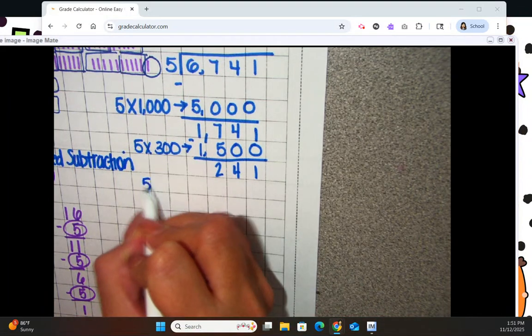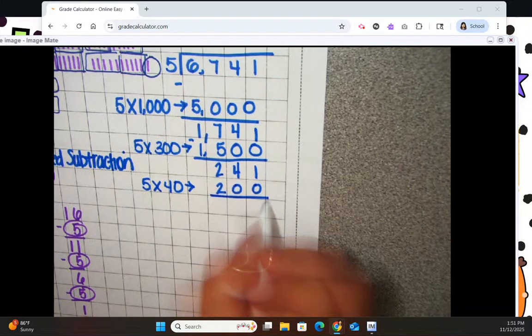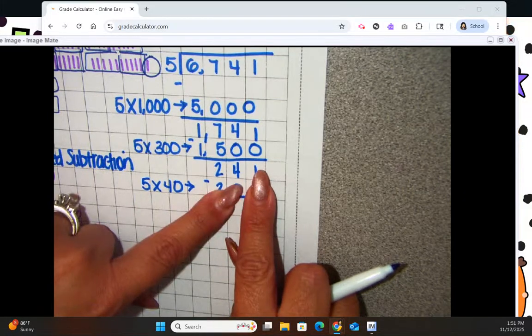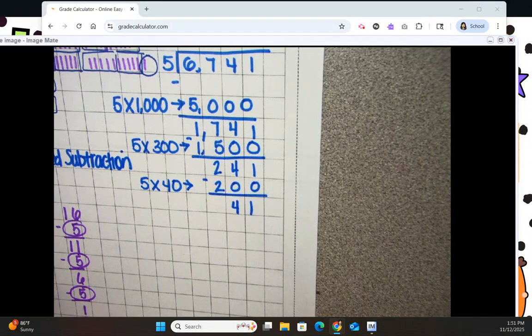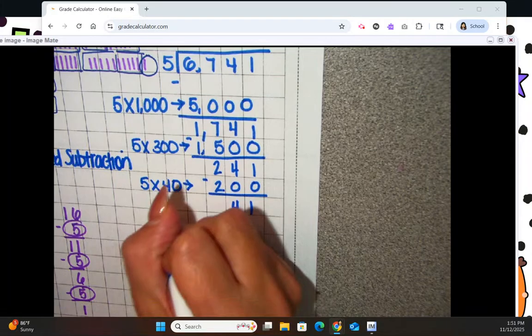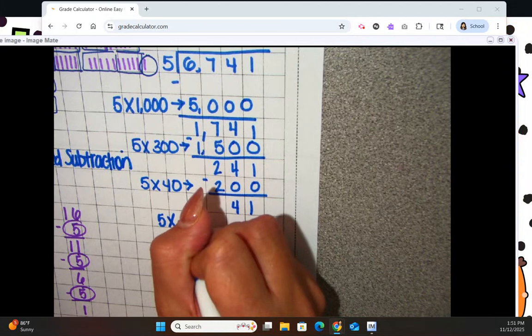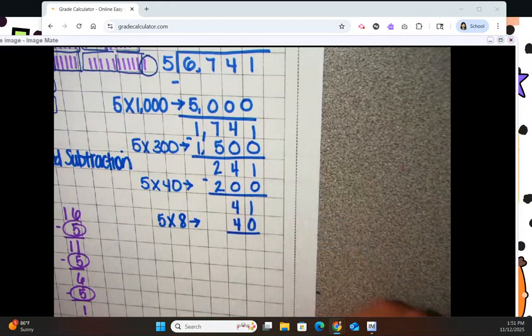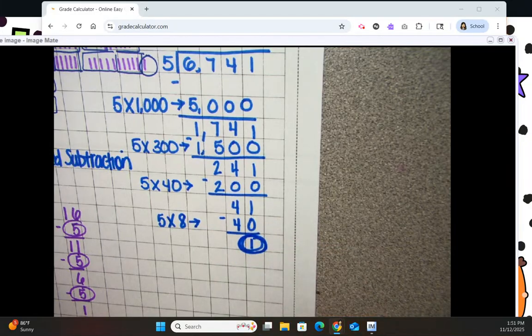40, beautiful. This is where it comes in handy to know your times tables because you can see it. It's like you can see, oh, 5 times 4 is 20. I need to get to 24. That's the closest. Now I'm at 41. I'm not going to multiply by tens because this is too small. So 5 times what gets me closest to 41? 8, because that is 40. And I have 1 left over.